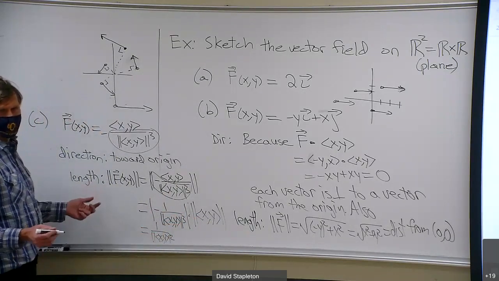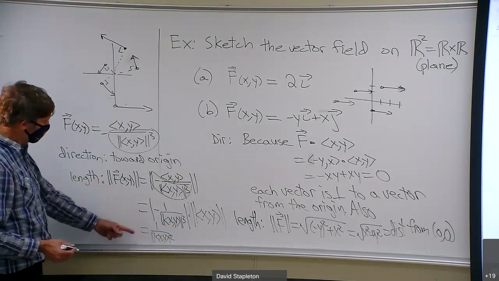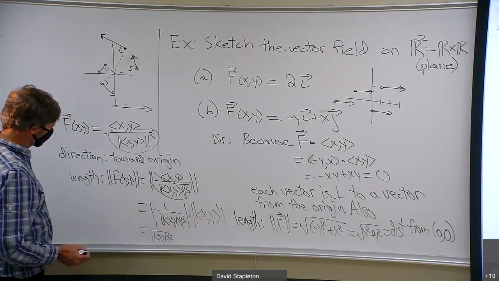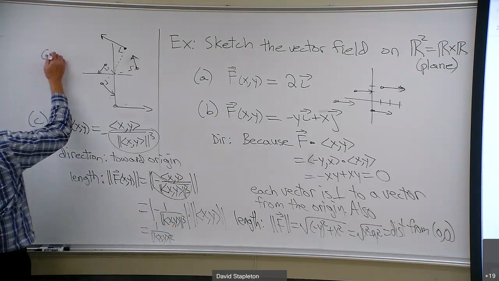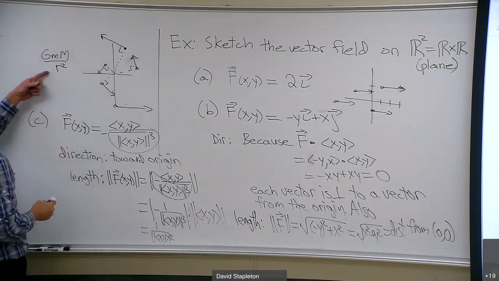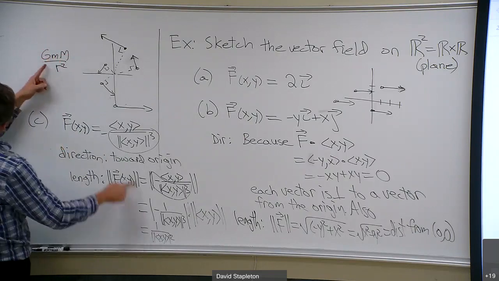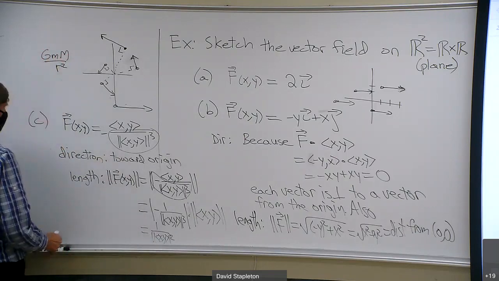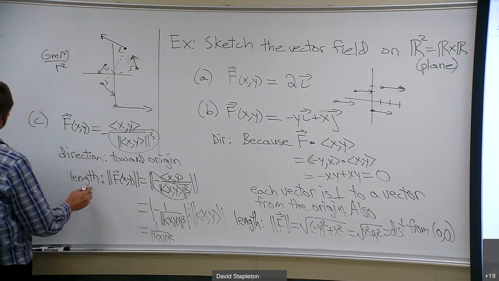What does that look like? An inverse square law like gravity. If you now multiply this by a constant, you can get gravity. Gravity has this kind of force, right? The GMM over R squared, so the magnitude of gravity is this times GMM. Now this one actually points towards the origin, but the length is inversely proportional to the square.